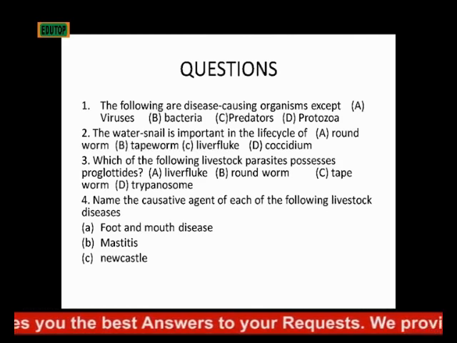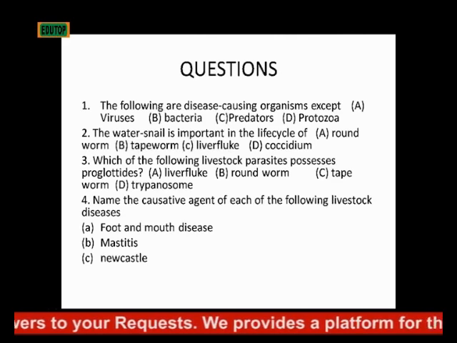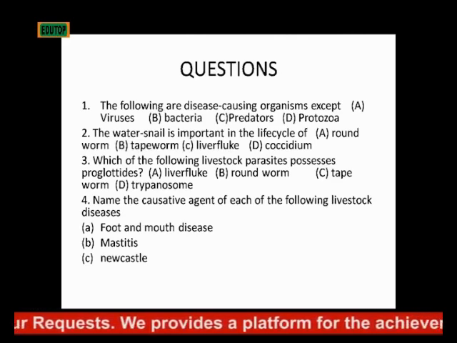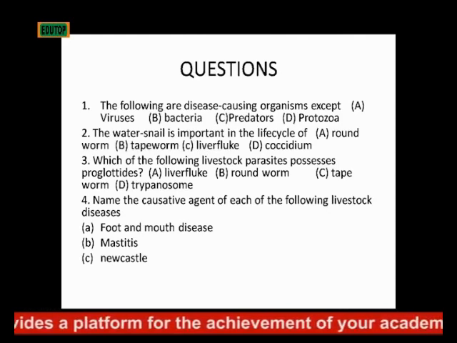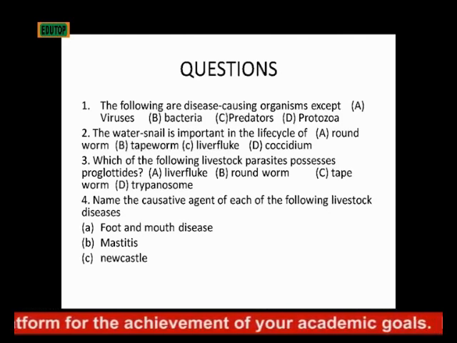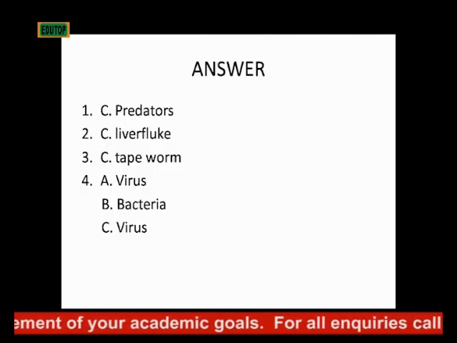Number 4, name the causative agents for each of the following livestock diseases. That is, which parasites cause these diseases? A, foot and mouth disease; B, mastitis; then C, Newcastle disease. Now the answers to the questions.